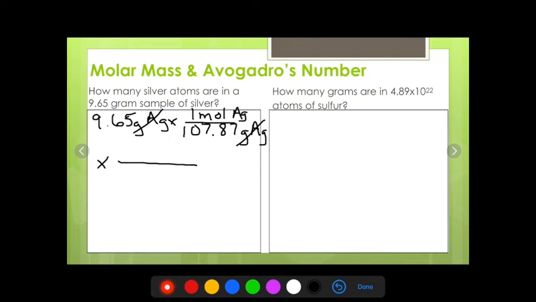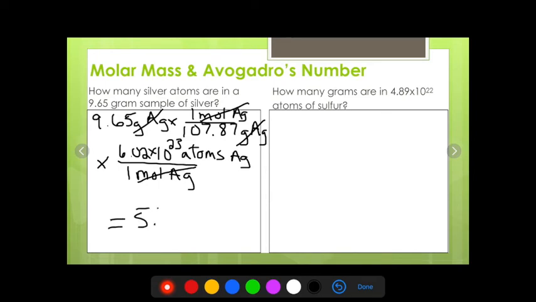But we're going to keep going because it wants atoms of silver. So I'm going to come down here. I'm going to use Avogadro's number now. I want moles to cancel out, so I'm going to put 1 mole of silver on the bottom and 6.02 times 10 to the 23rd atoms of silver on the top. So moles are going to cancel, and that gives me 5.39 times 10 to the 22nd silver atoms.